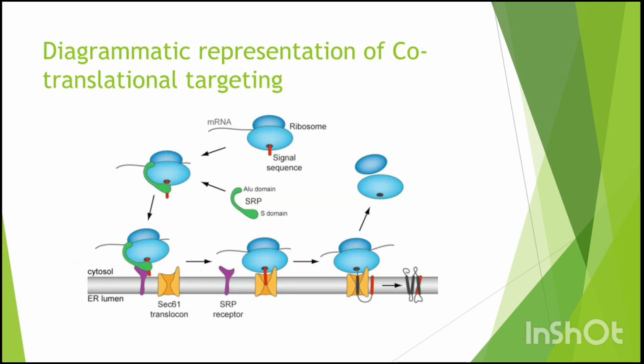So this is the whole process of your co-translational mechanism. Then after this type of transportation, the translation resumes. The growing polypeptide is directed through the translocon into the ER lumen, and again the translation restarts. So it is the whole process of CTT or co-translational targeting.